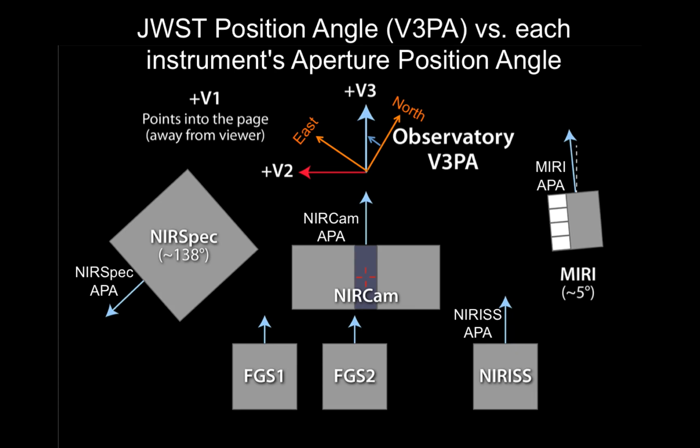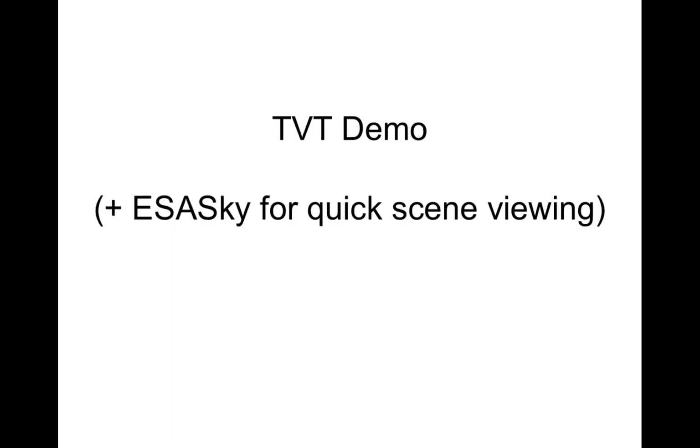All of the instruments have their own aperture position angle. Luckily, most of the instruments' aperture position angle is aligned with the V3PA, with the observatory position angle. There's only NIRSpec that is different. It has a 138 degree rotation. So you need to keep this in mind when you plan your observations, because in the APT, you enter the V3 position angle as the angle that you want your target to be observed at. Okay, so let me give you an example, basically, of the visibility tool and how you select the position angle.